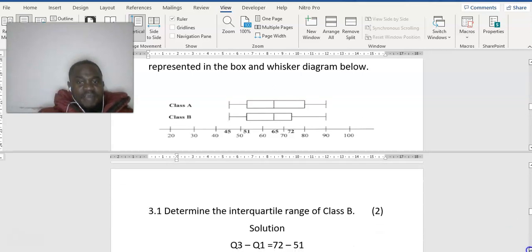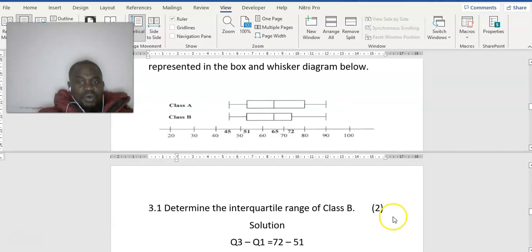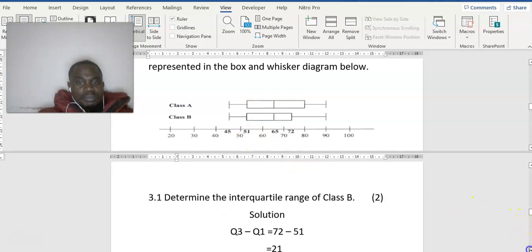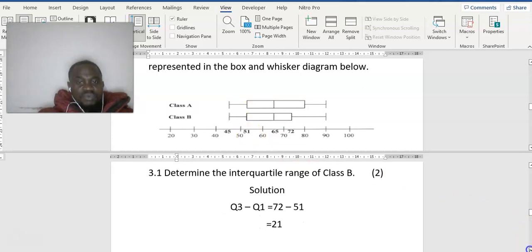Determine the interquartile range of class B. Where is class B? This is class B. Interquartile range, we know, is Q3 minus Q1. What is our Q3? This is our Q3. So it's going to be 72 minus our Q1, which is 51. And this gives us 21.